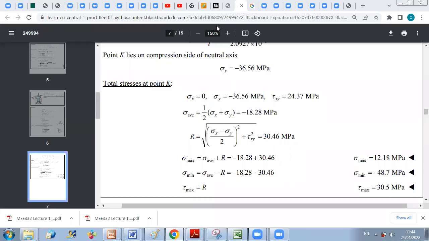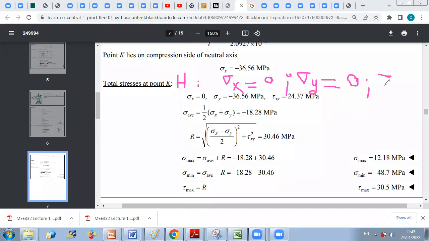So we were talking about the stresses at point H and how we can find the corresponding minimum and maximum stresses, principal stresses, and maximum shear. We'll see that point H is really a particular point because we have seen that for H, sigma x is 0, sigma y is 0, and we just have a shear stress tau xy.